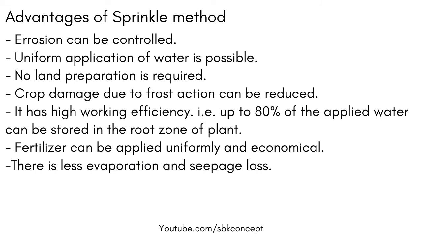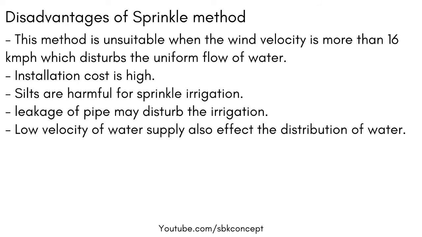Advantages of sprinkle method. Erosion can be controlled. Uniform application of water is possible. No land preparation is required. Crop damage due to frost action can be reduced. It has high working efficiency, that is up to 80% of the applied water can be stored in the root zone of plant. Fertilizer can be applied uniformly and economically. There is less evaporation and seepage loss.